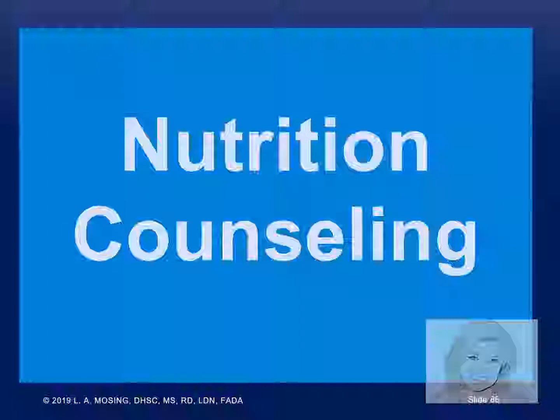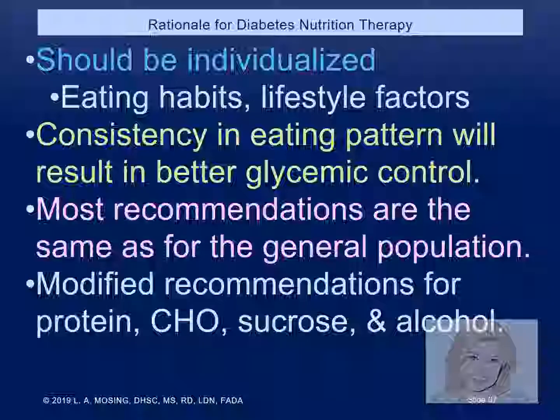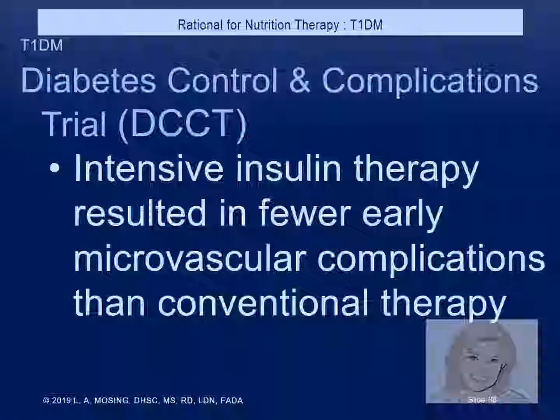Who is the patient? What is their lifestyle? So we're looking at lifestyle factors. Are they a swing shift kind of worker? Are they a vegetarian? Or are they an omnivore? We need to have consistency. I know at Thanksgiving people eat like one big meal and they're not considering what their blood sugar control is. And so most recommendations are the same, whether it's type 1, type 2. And so we modify it for protein, carb, sucrose, and alcohol.